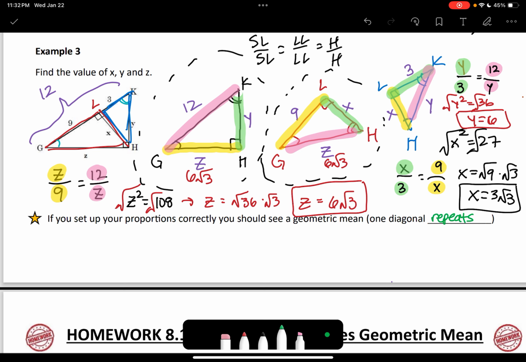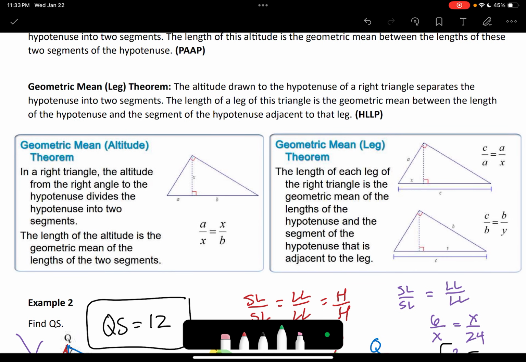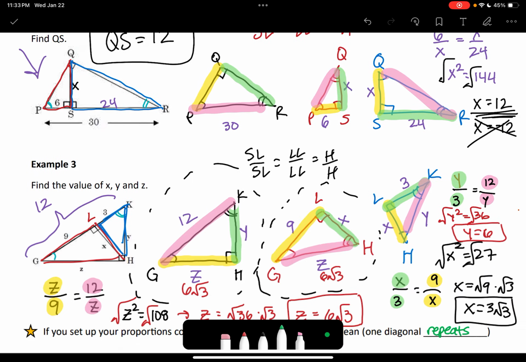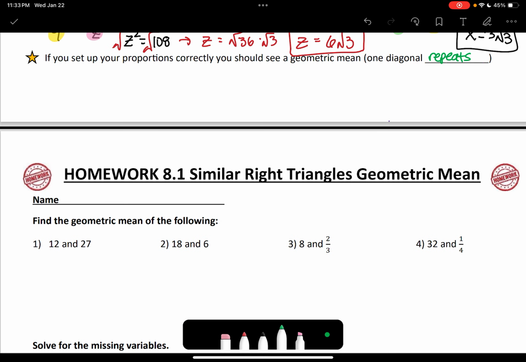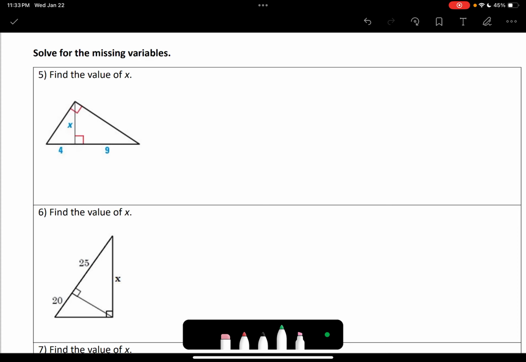All right? I'm going to record a second part of the video going through and showing you the way that these theorems here at the top work, the altitude theorem and the leg theorem. All right, but go ahead and work on the assignment. 8.1 here, we've got a number of examples for you guys to try, basically starting with number 5 on, the process of separating out these triangles and essentially finding the geometric mean of some of these lengths.